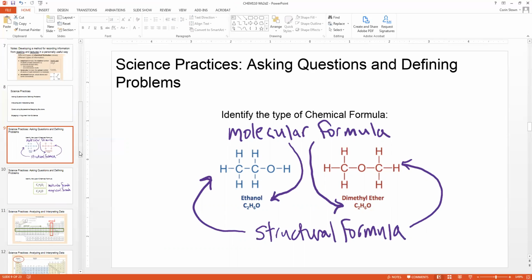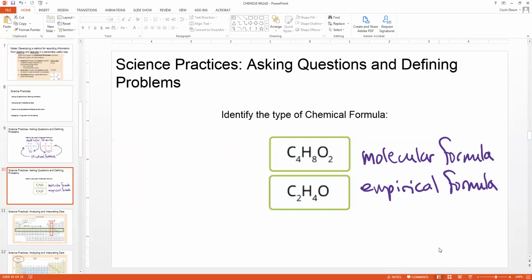So here's an example of a science practice, asking questions and defining problems. Can you identify the type of chemical formula? So hopefully you were able to see that these are structural formulas and that these molecules, right, have a different arrangement of atoms. Hopefully you were also able to see that although they have a different arrangement of atoms, they have the exact same molecular formula.